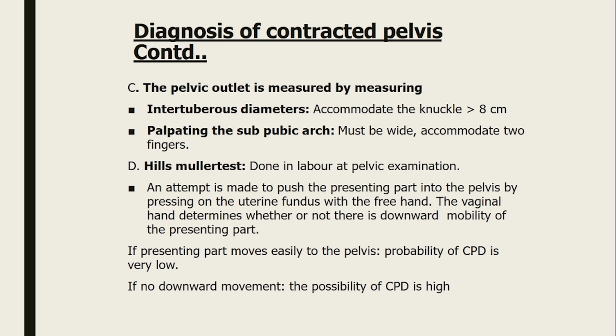So a knuckle of 4 fingers, if you can accommodate the knuckle, then it is fine. But if you cannot accommodate all the knuckle, then the outlet is not very adequate. And then you palpate the subpubic arch.